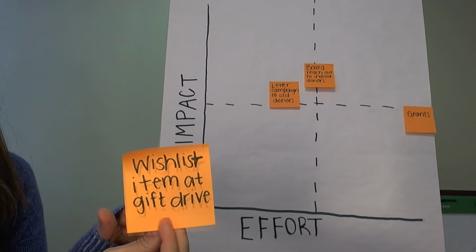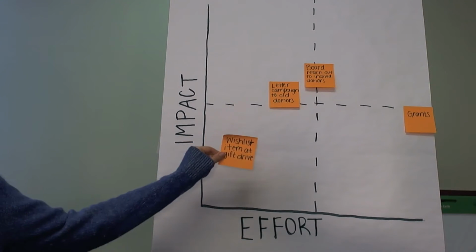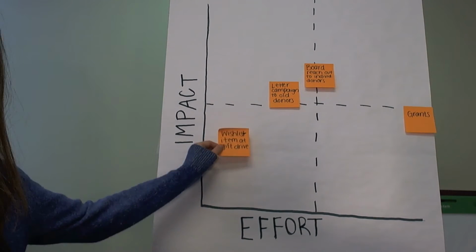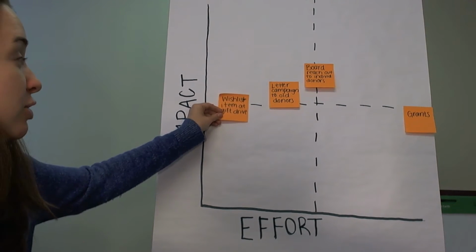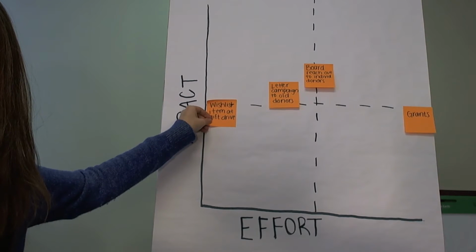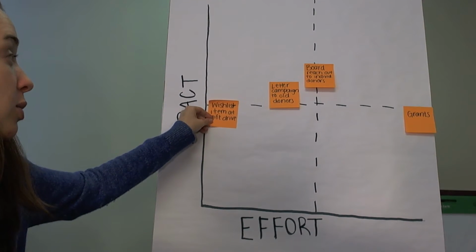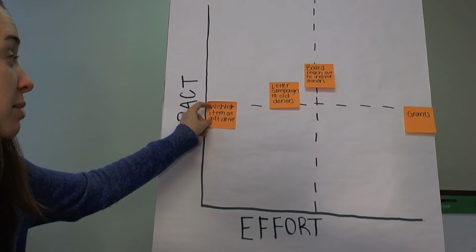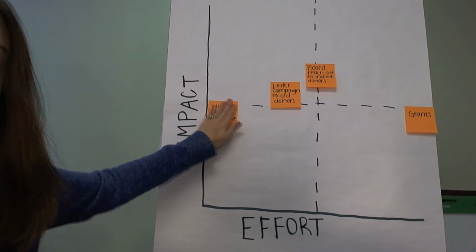And so that is very low effort, because you just put it on your list and hope that you get it. Impact, again, questionable, because will you get it? Maybe, maybe not, but it is incredibly low effort because you just put it on the list. So I would say effort, very low, but impact, again, very questionable.